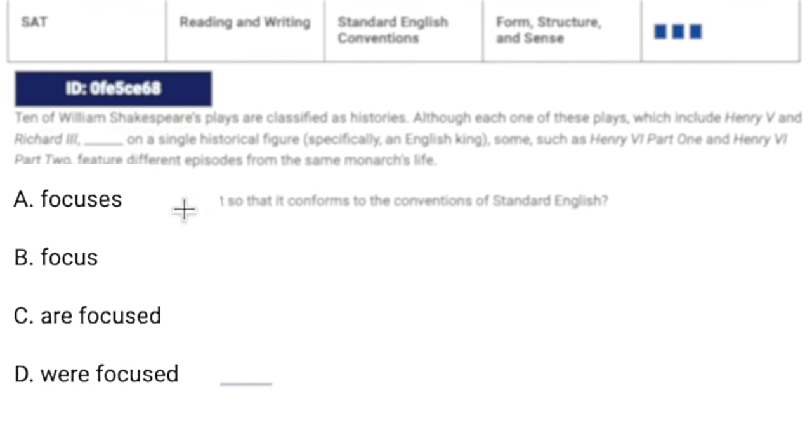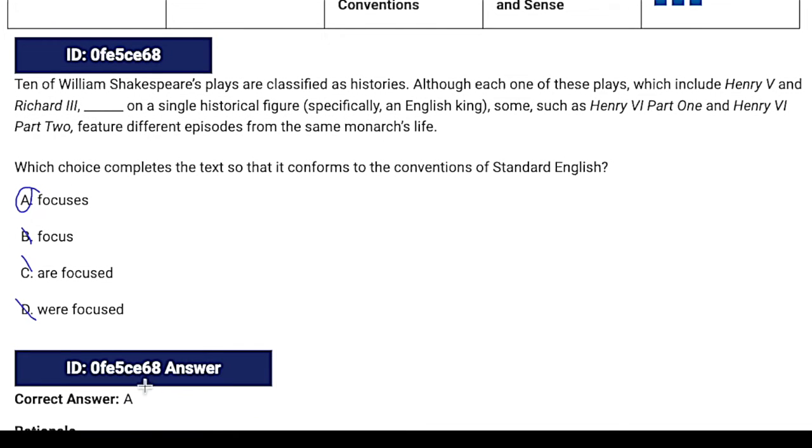Focuses. We could say he focuses, so that's singular. Focus. They focus, that's plural. Are focused, that's plural. Were focused, that's plural. It's going to have to be A. And indeed, it is A.